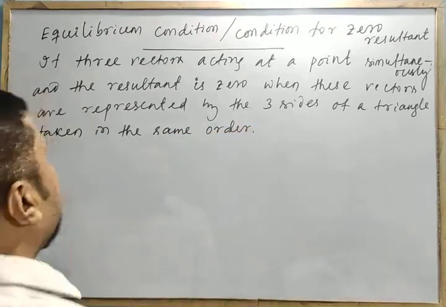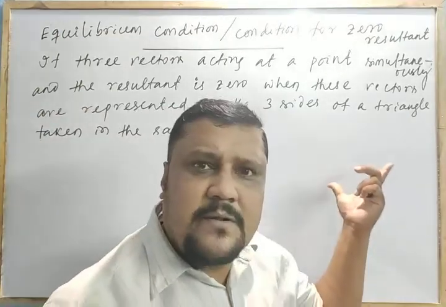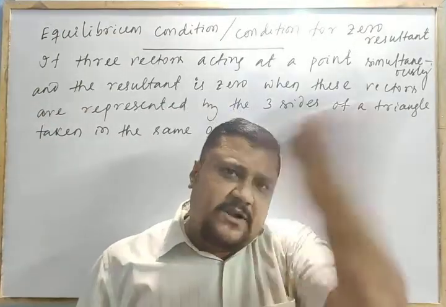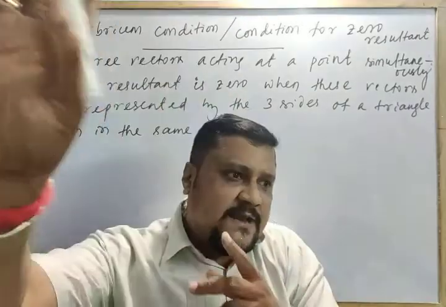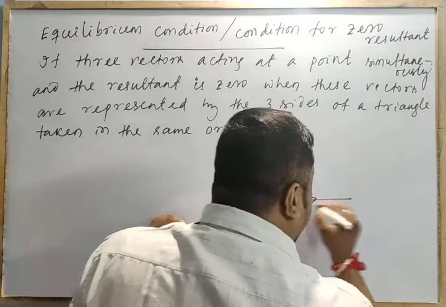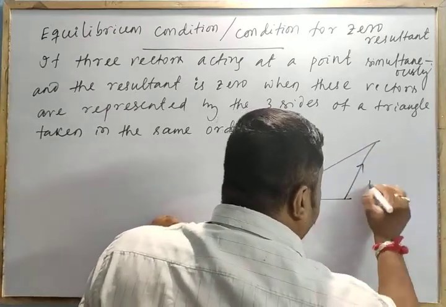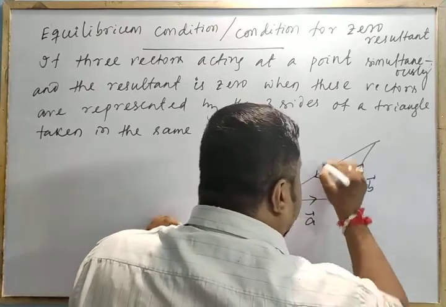What is the equilibrium condition? This gives you a condition that when the resultant is zero, if you have three vectors acting on a body and you represent them as the three sides of a triangle like this, A, B, C, all are in the same order.